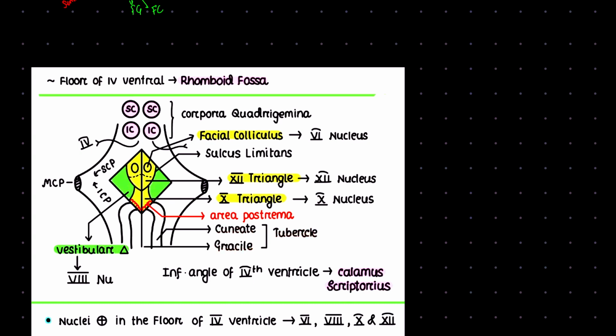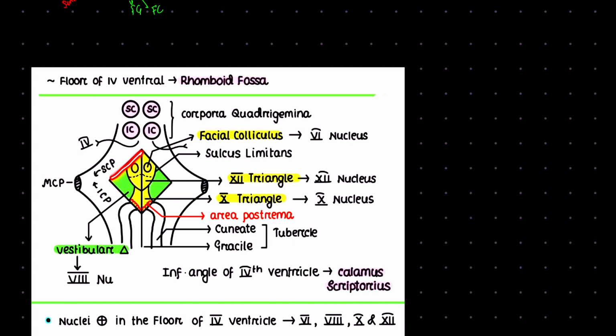So talking about the boundary of our fourth ventricle, what are the boundaries? The first one is our superior cerebellar peduncle, then the inferior cerebellar peduncle. We have these structures right here, the gracilis tubercle and cuneatus tubercle also, right? The middle cerebellar peduncle will not form the boundary of our fourth ventricle. As you can see, it is a bit outward.